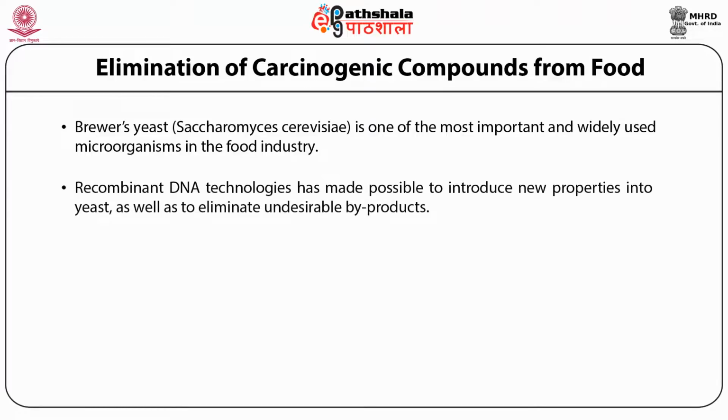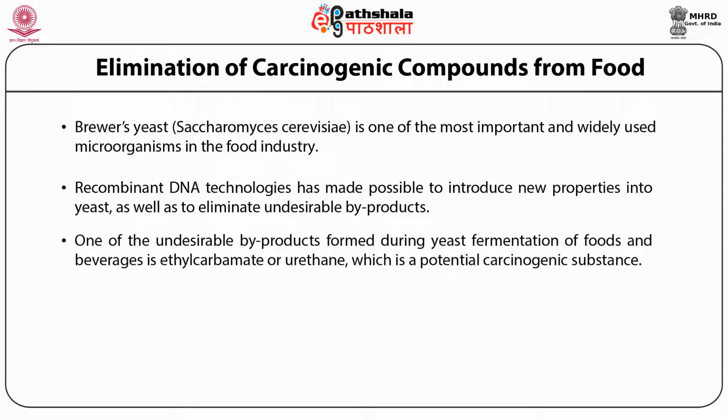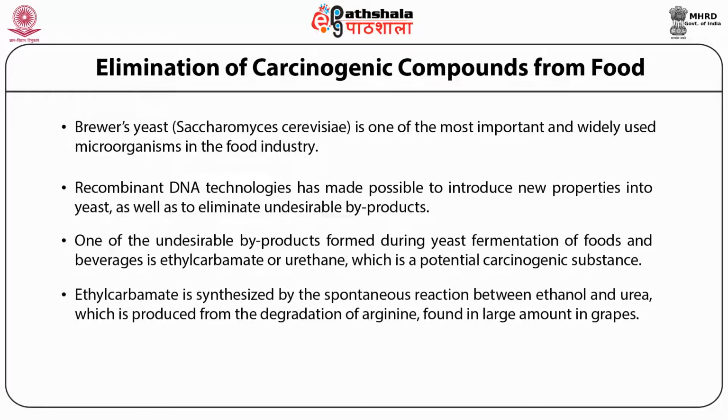Recombinant DNA technologies have made it possible to introduce new properties into the yeast as well as to eliminate undesirable byproducts. One of the undesirable byproducts formed during the yeast fermentation of foods and beverages is ethyl carbamate, or urethane, which is a potential carcinogenic substance which can cause cancer in susceptible humans. Ethyl carbamate is synthesized by the spontaneous reaction between ethanol and urea, which is produced from the degradation of arginine found in large amounts in grapes.